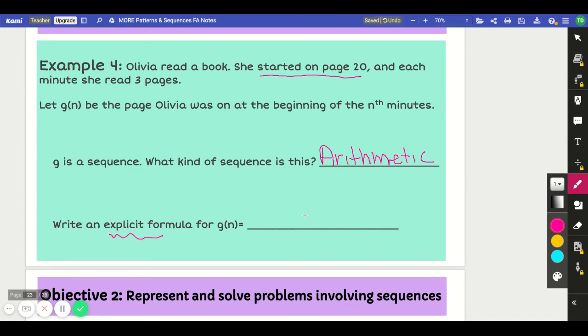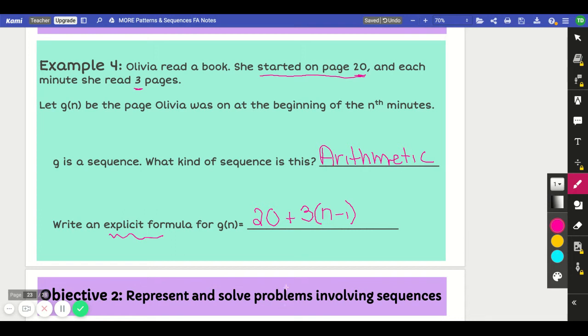We need to state what the first term was. And that means where she started, on page 20. And now we're going to add, what is our common difference? Our common difference is going to be the 3 pages that we add on for every minute. And then finally, our n minus 1.